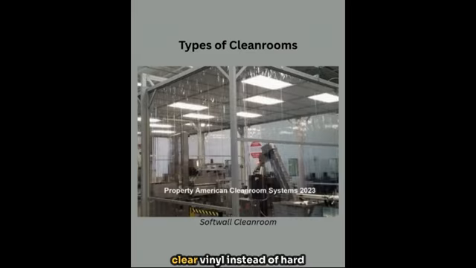Softwall cleanrooms use clear vinyl instead of hard walls to keep particulates out of the cleanroom. They use HEPA fan filter units to provide clean air and a one-pass design. Cleanroom strip curtains are used to provide entrance and access to the cleanroom. They are not as clean as hardwall cleanrooms and do not provide positive pressure to keep dirt from entering the cleanroom. In addition, since they are one-pass design, softwall cleanrooms cannot offer temperature or humidity control.